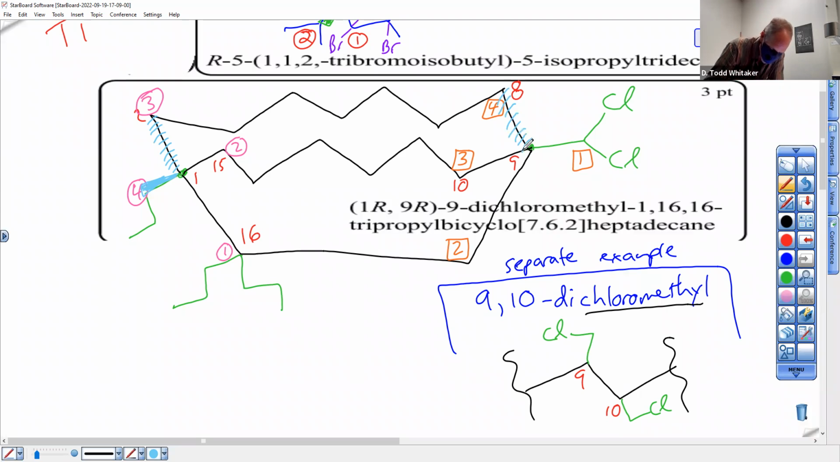If it gives the right result, 4's on a dash. If it gave the wrong result, 4's on a wedge. Don't forget the adjacent. I need a wedge and a dash for every stereo center in a nomenclature question. And I think we got everything we need for that lovely little 3-pointer.